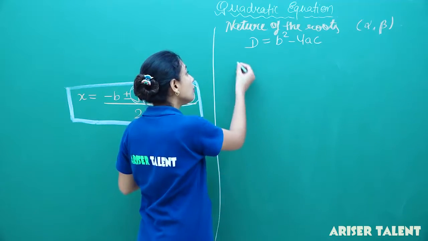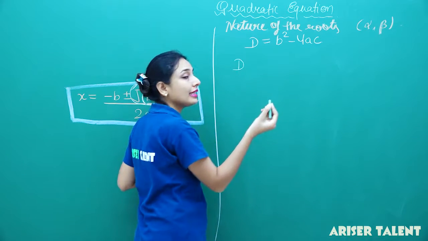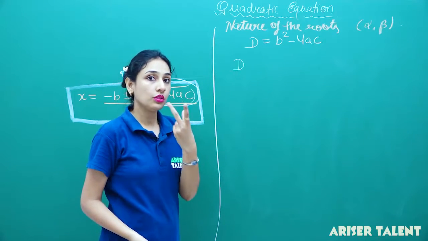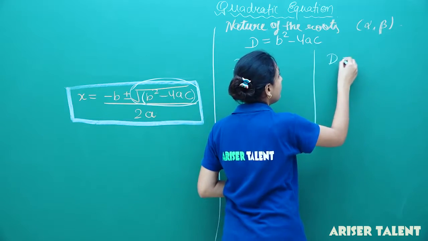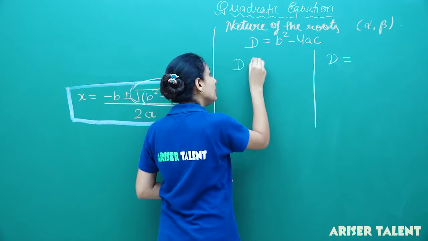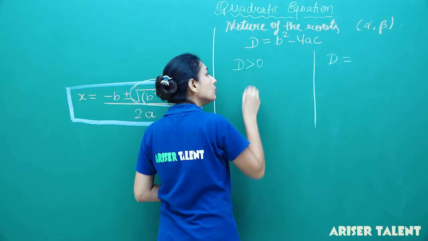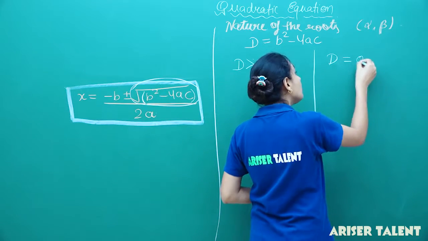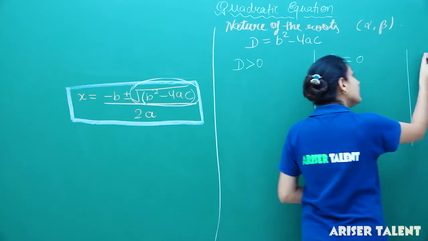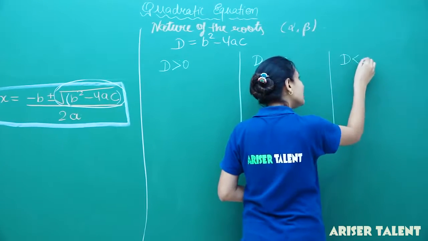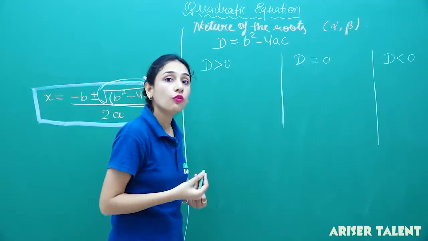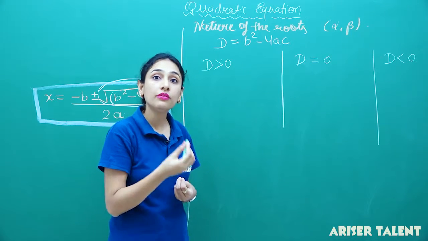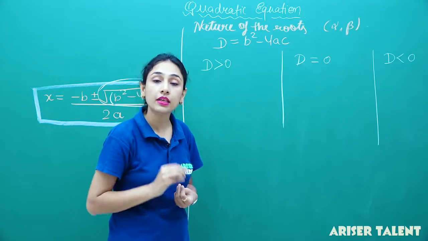Okay, students, now this value of d can be of three distinct kinds. It can be more than 0, it can be equal to 0, and it can also be less than 0. If it is less than 0, that gives you what? That the value of d is negative.